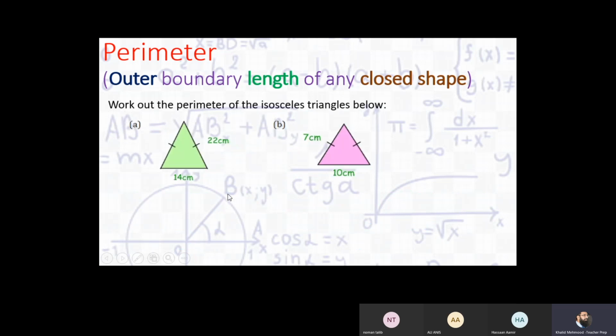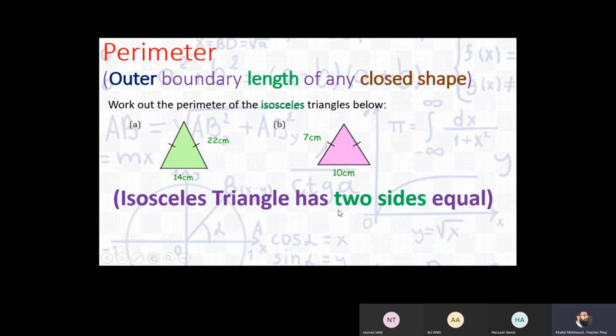Now in this example, you have an isosceles triangle. In an isosceles triangle, two sides are equal. There is a small line and a small line, so it means these two sides are equal. Similarly, in the other shape, you have seen this is 7 centimeters, so this side will also be 7 centimeters.